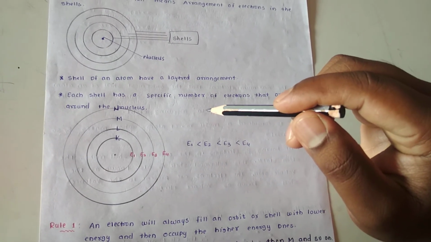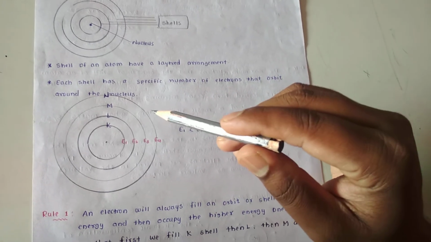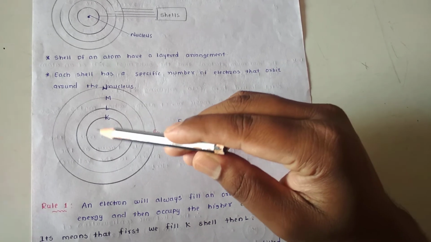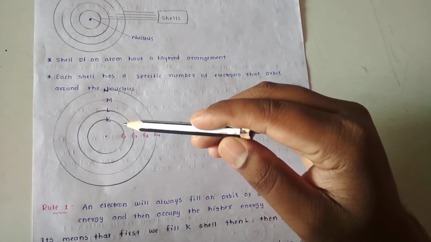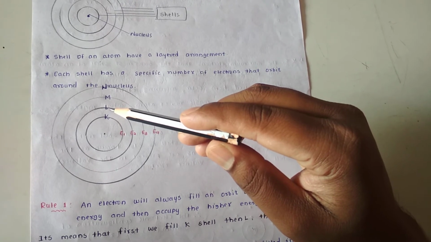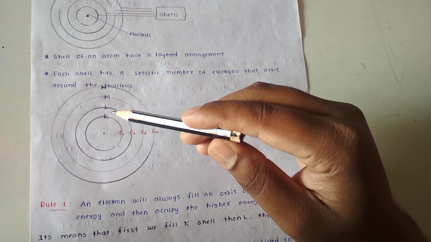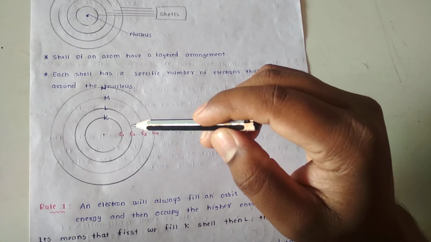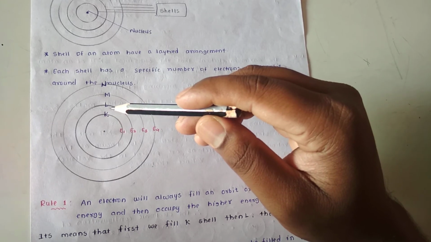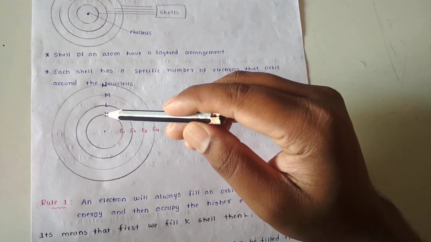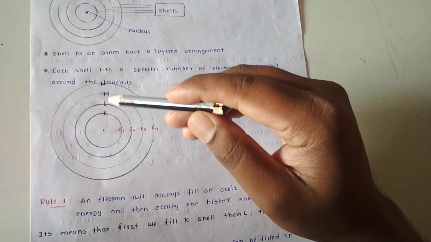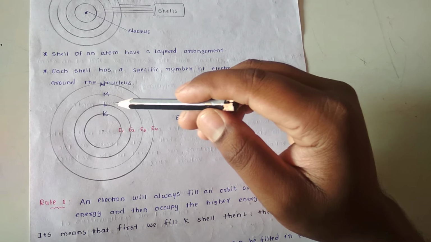Now let's study the electronic configuration. Look at the orbits or shells around the nucleus. Now that we want to fill these orbits or shells with electrons, where do you think we start from? From the innermost orbit, or the outermost shell? Or can we start from any of the shells?